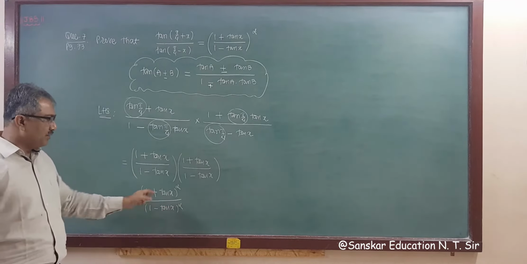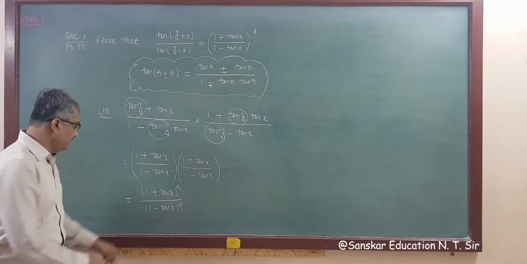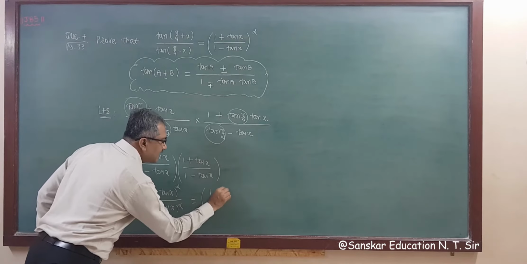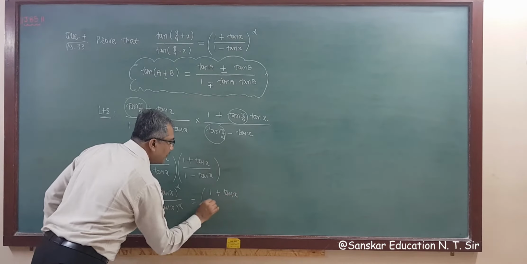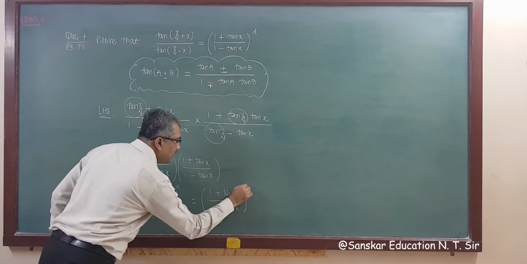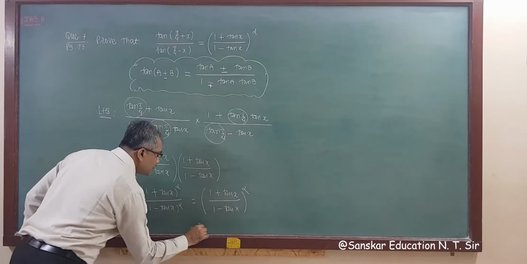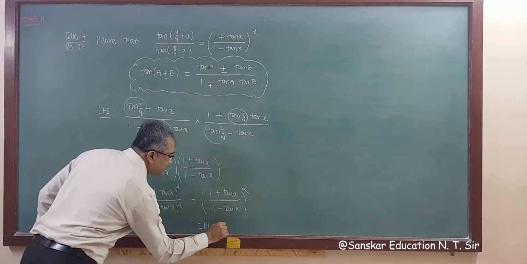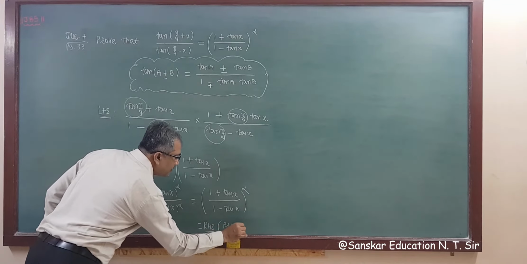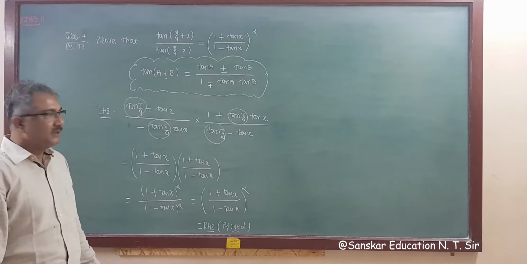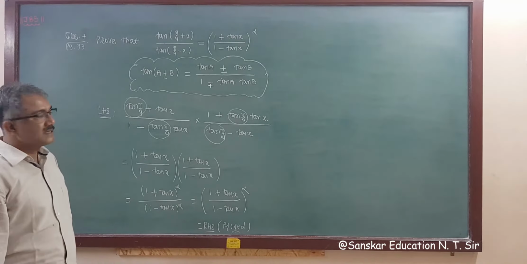Now writing both in one square, I am writing like this, (1 plus tan x whole upon 1 minus tan x) whole square. So this is the right hand side and hence this is proved. So these are the answers.